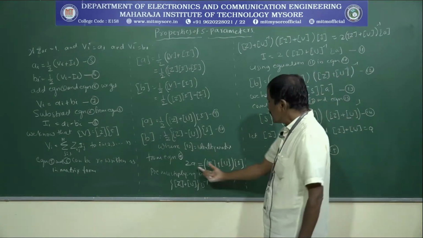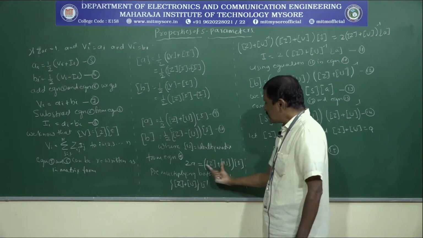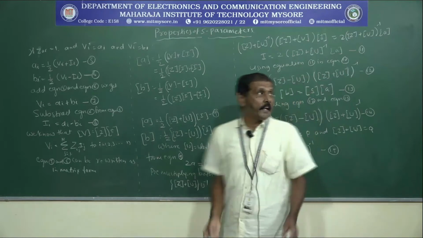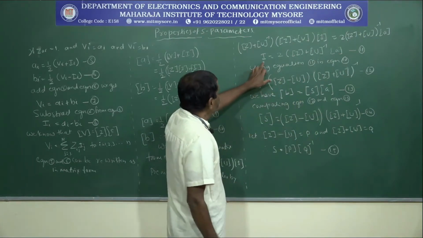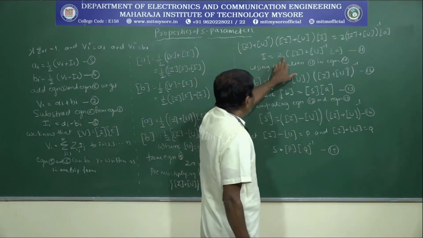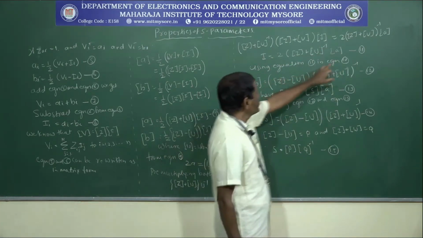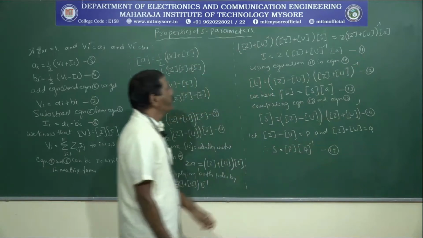So for this equation, where we have the left hand side and the right side, we are multiplying. Then I is equal to 2 into (Z plus U) raised to minus 1 into A. Call it equation number 11.